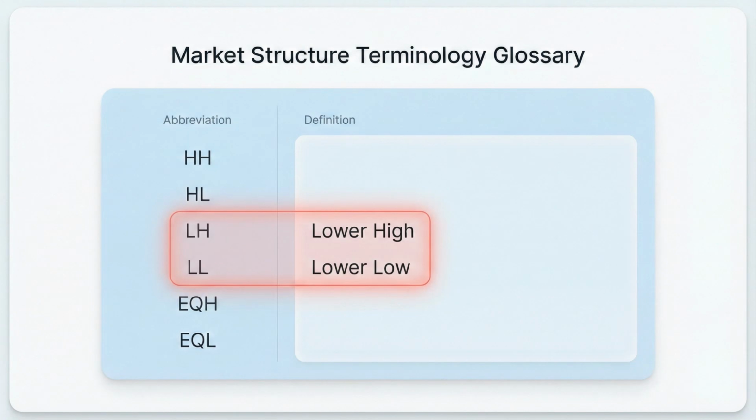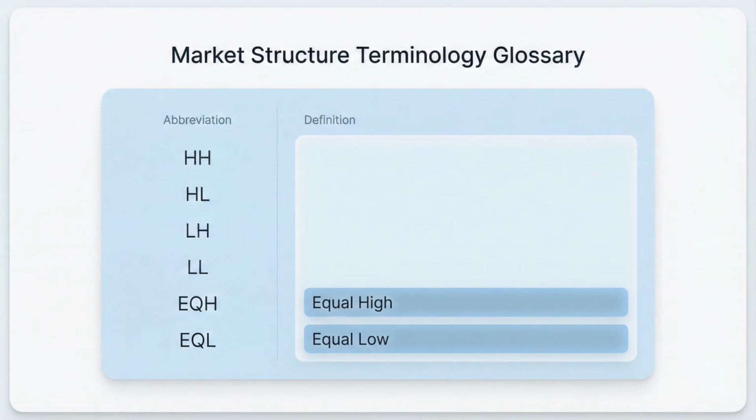Conversely, lower highs and lower lows represent intense downward pressure. When you see these forming, it means sellers are eager to offload their assets at lower and lower prices, while buyers are stepping back, waiting for the asset to become even cheaper before they commit any capital to the market.